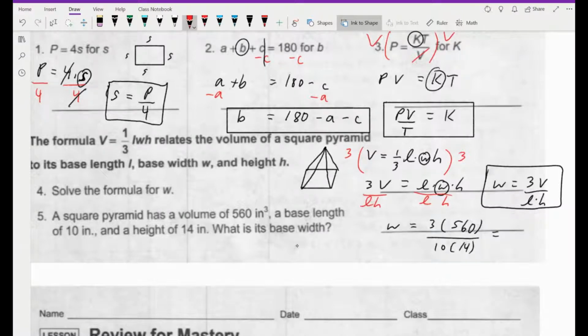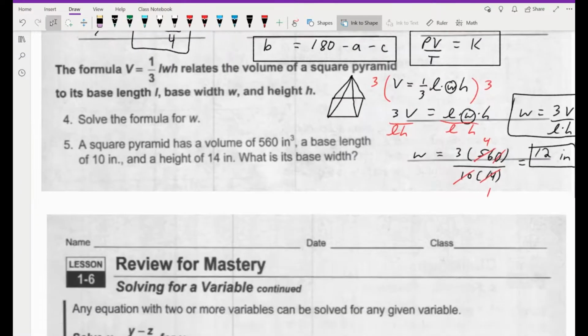Let's see. The 10 cancels with the 0. 14 goes into 56. How many times? I believe it goes in 4 times. And then 3 times 4 is 12. So the width comes out to 12. And the units are inches, because the volume is inches cubed, so the length, the width, and the height must all be measured in inches.